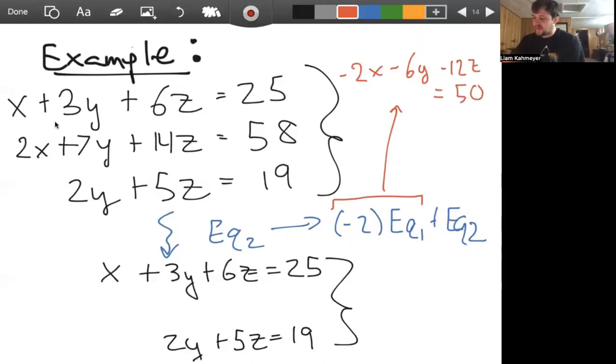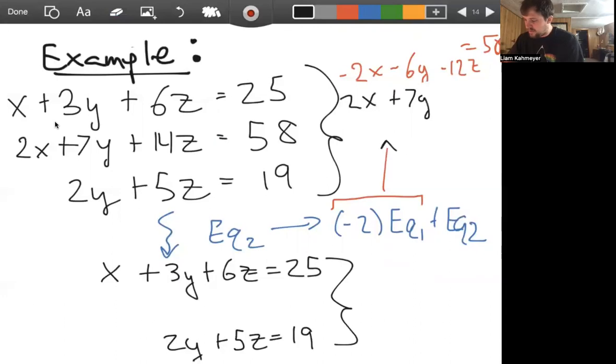And then we're taking that and adding it to the second equation. Please excuse the bad board work. And then we're adding equation 2, so we have 2x plus 7y plus 14z equals 58, right? And we're adding these.